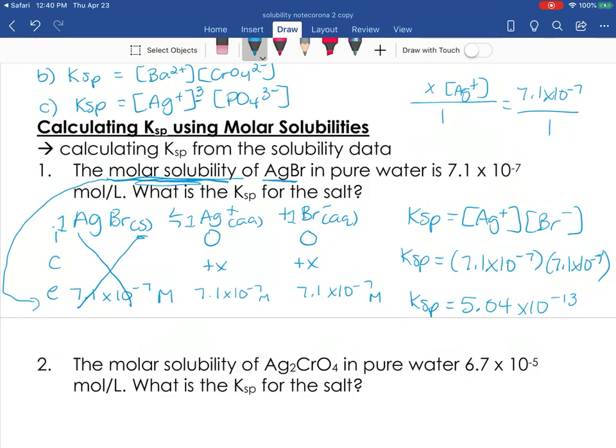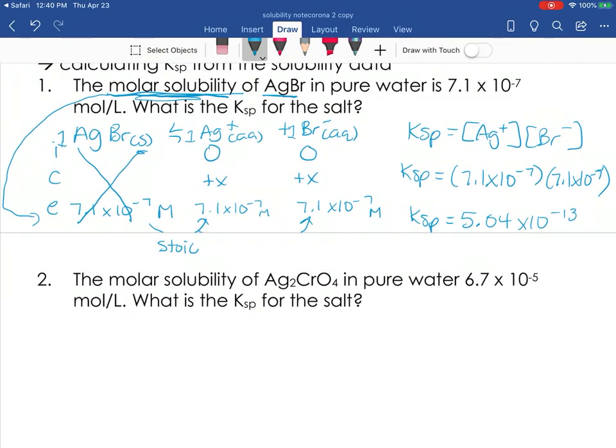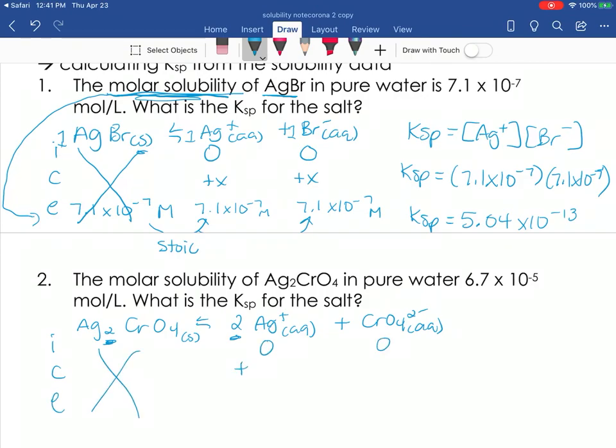Okay, so we're given the molar solubility, which goes in the E line. But we don't really care about the solid, so we're going to cross it out. However, we're going to use stoich and sort of cheat to fill in the rest of our ICE table. You could also think of it like the x value. If it's 0 plus x, then x equals 7.1 times 10 to the negative 7, which is exactly the same as the other section. Like I said, this one is actually in a way a little bit easier because there isn't a lot of difference in how the ICE table looks. So even something like this one, the molar solubility you're given for silver chromate, the 2 becomes the coefficient.